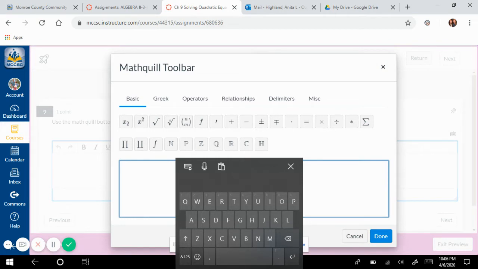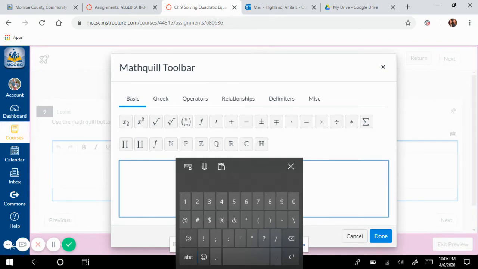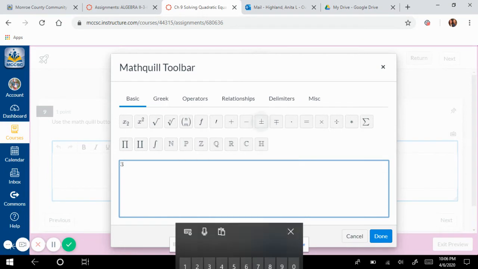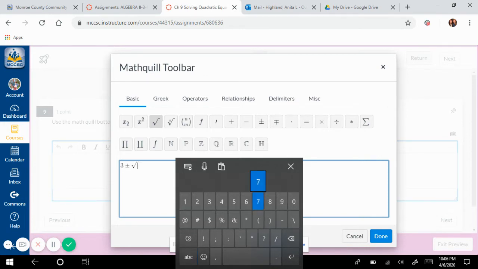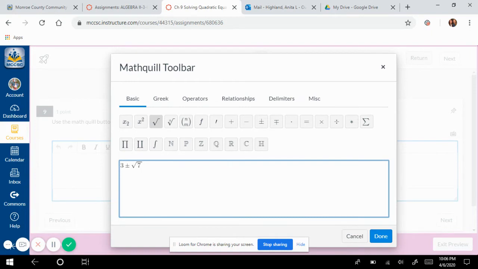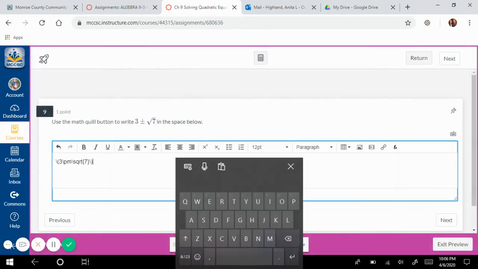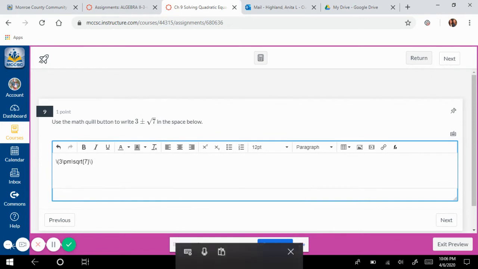So it was 3. I'm on iPad mode, so that's why this is popping up, but you would have your keyboard. Then I'm going to hit my plus and minus sign that's up here. Oops, I only need one of them. And then square root of 7. Your square root sign is that third one in the top left row, over your square root of 7. And that would be it, and you would just click done. It's going to look really weird inside of there, but when you submit it, it's going to look like 3 plus and minus the square root of 7.